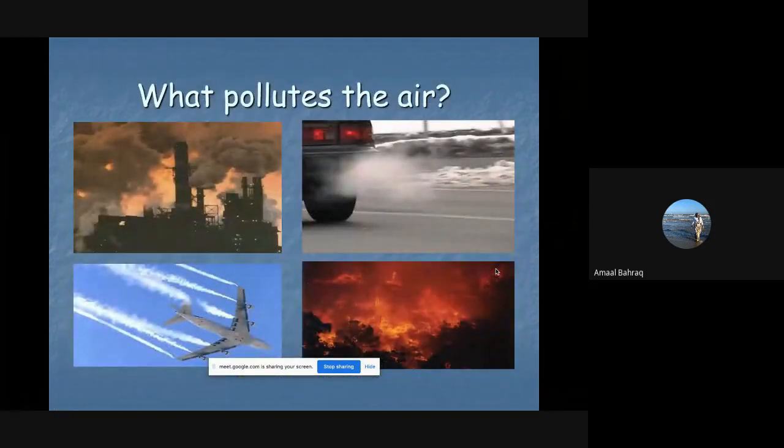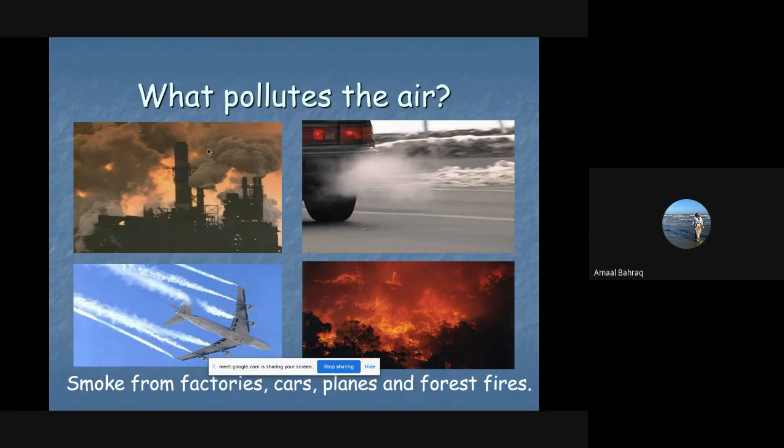What pollutes the air? Well, there are many things that pollute the air. If you notice over here, you'll see a factory. A factory releases a lot of smoke that goes into the air. Cars can pollute the air. Planes can pollute the air, as well as fires. Now, I know that a lot of us use cars, but even though we use cars, we can always minimize how much we use a car. That means that we could start using cars less in order to have less pollution. Smoke from factories, cars, planes, and forest fires.